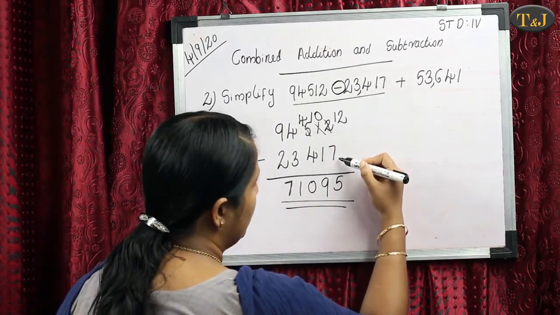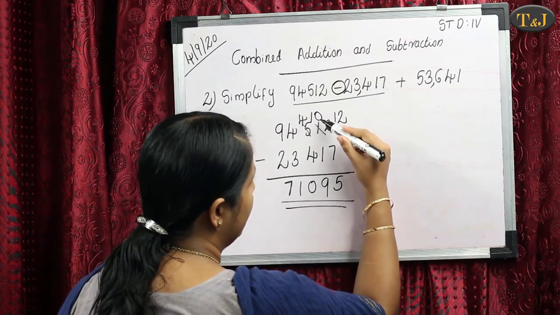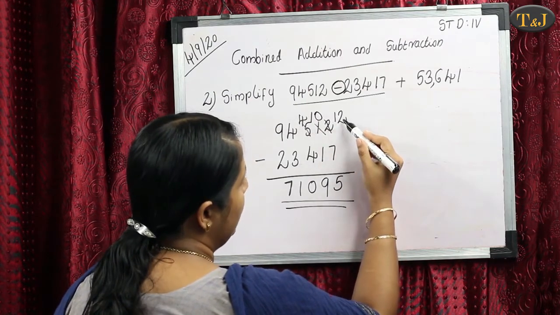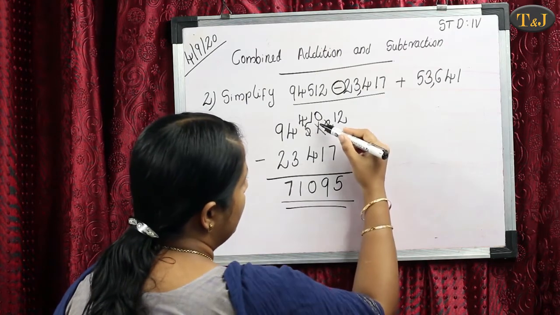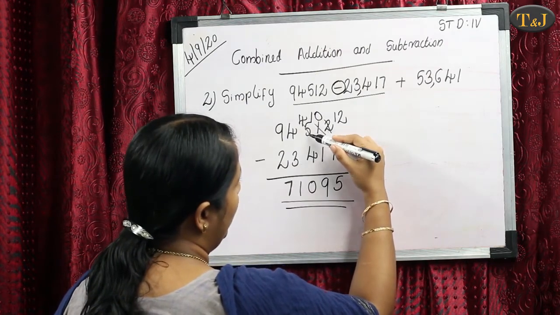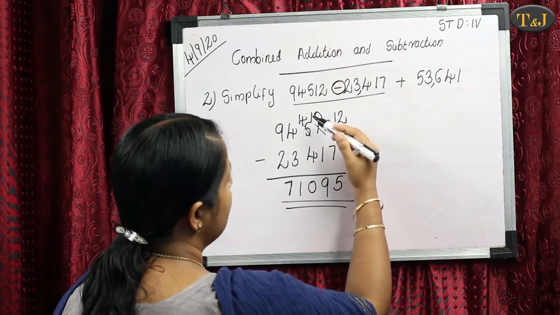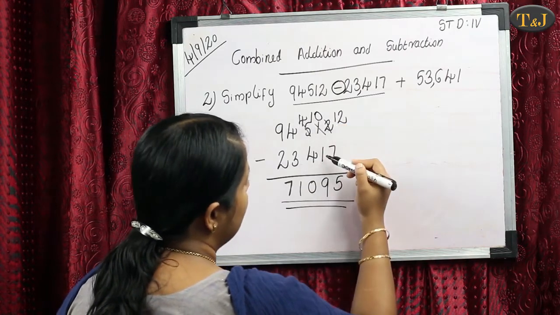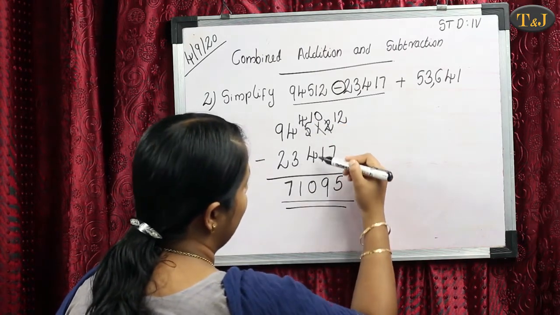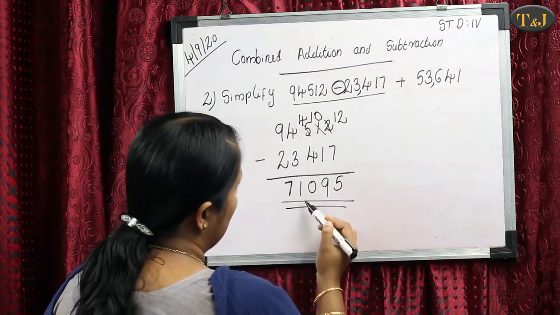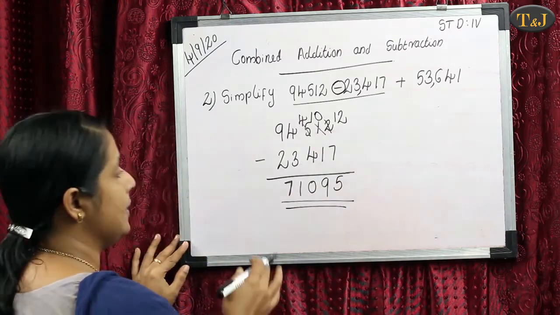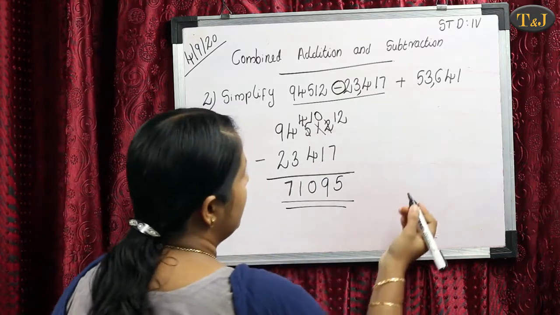Okay, one more checking. 2 minus 7 is not possible. Then borrowing 1 here, cut the number 0. Then write 12. 12 minus 7 is 5. Then 0 minus 1 is not possible. So borrowing 1 here, cut the number 5 as 4 and 10. 10 minus 1 equals 9. Then 4 minus 4 equals 0. 4 minus 3 equals 1. Then 9 minus 2 equals 7.